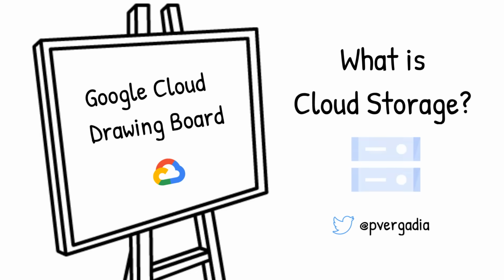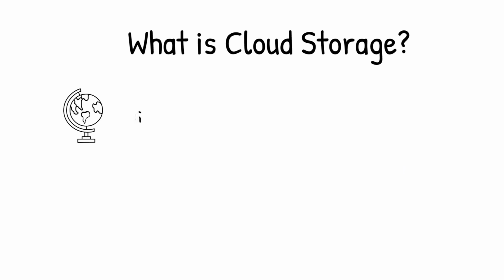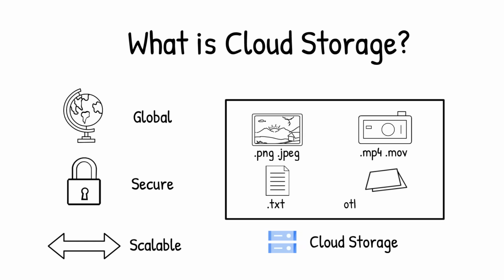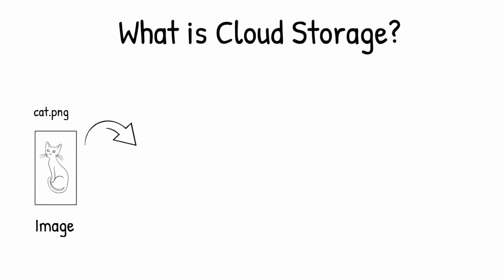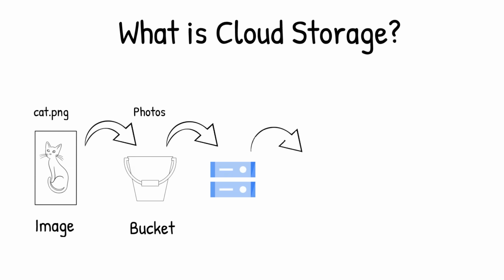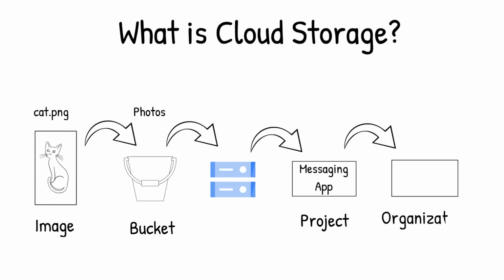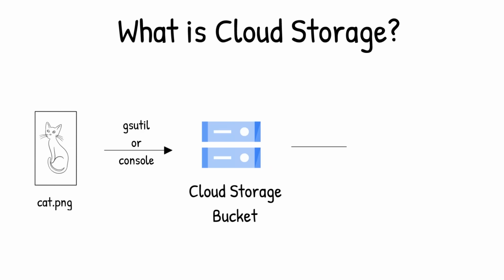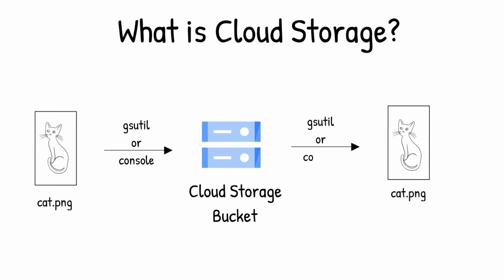Today's topic, what is cloud storage? Cloud storage is a global, secure, and scalable object store for immutable data such as images, text, videos, or any other file formats. You store objects in buckets which are associated with a project which are grouped under an organization. You can then upload objects to the bucket and download objects from it using the console or gsutil commands.